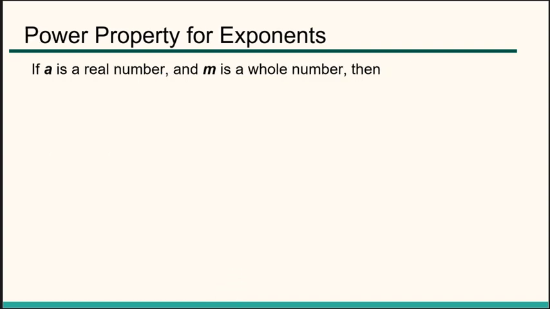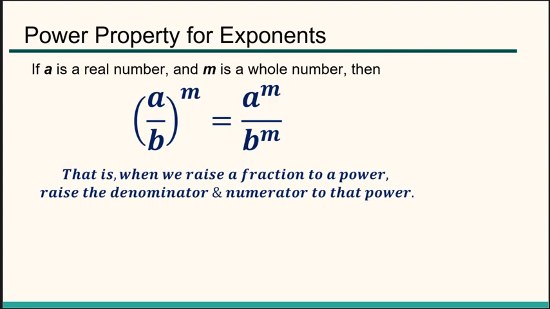So for the power property of exponents, if a is a real number and m is a whole number, then you need to note that this fraction, a over b raised to m, can just be written as a to the m over b to the m. That is, when we raise a fraction to a power, we raise both the denominator and the numerator to that power. An example of this would be 2 over 3 raised to the third. That's just 2/3 times 2/3 times 2/3, or you could have just said 2 to the third, which is 8, over 3 to the third, which is 27.